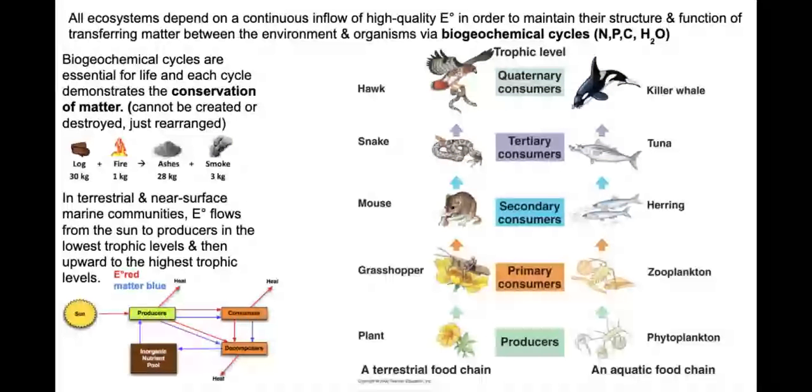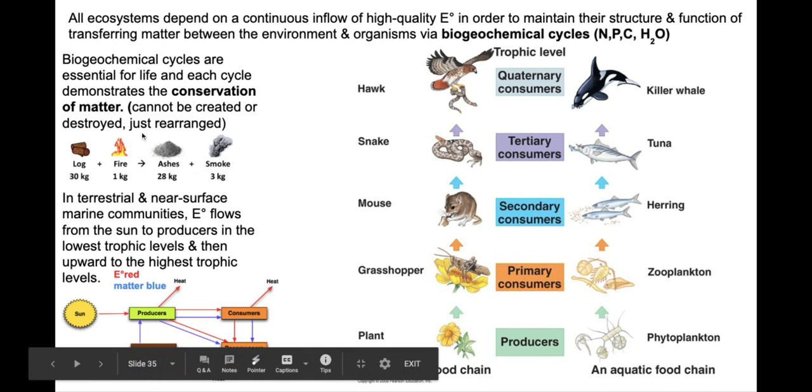So the first one is going to be the conservation of matter. Again, matter cannot be created or destroyed. It's going to be rearranged. This is an example of it. But we can also see that in this case, if we're talking about matter, we have transformed carbon dioxide, matter, into glucose, C6H12O6.